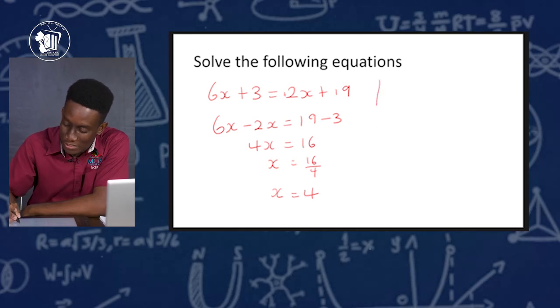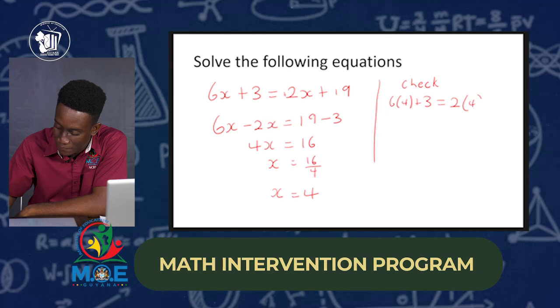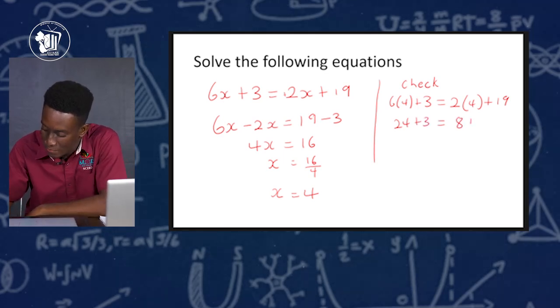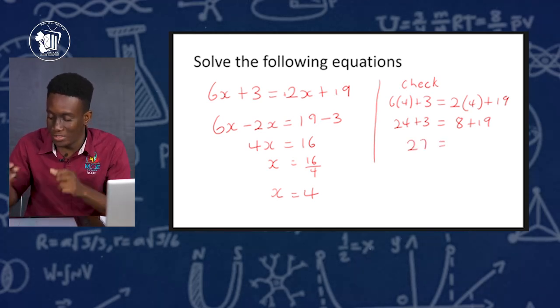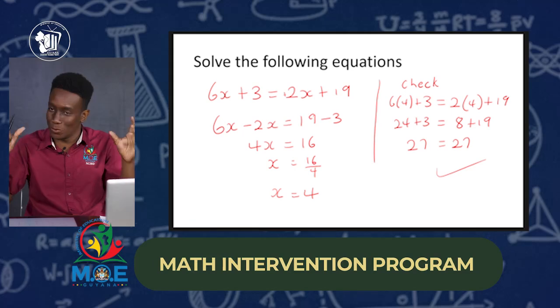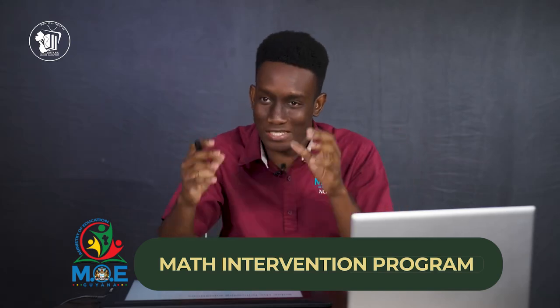So, to check now. So let's check. So 6 times x, so we know the value of x would be 4. So 6 multiplied by 4 plus 3, that should be equal to 2 multiplied by x, which is 4, plus 19. So 6 4s 24 plus 3 is equal to 2 4s 8 plus 19. So 24 plus 3 would give us 27, and that is equal to 8 plus 19, which would give us 27 as well. So it's balanced, it's checked, so we know what we did is absolutely correct. So let's take things further now. Let's take things up a bit.